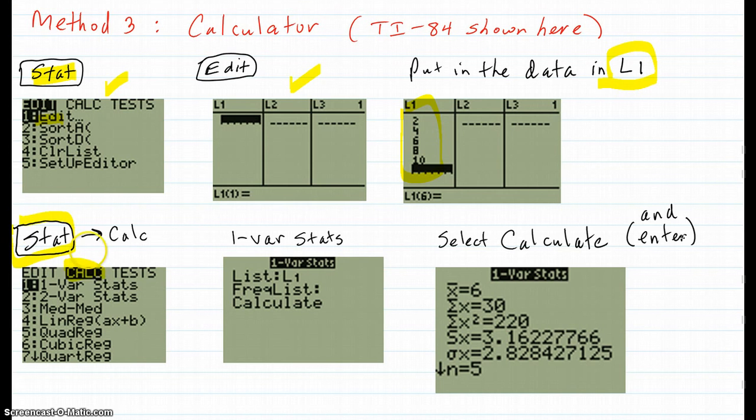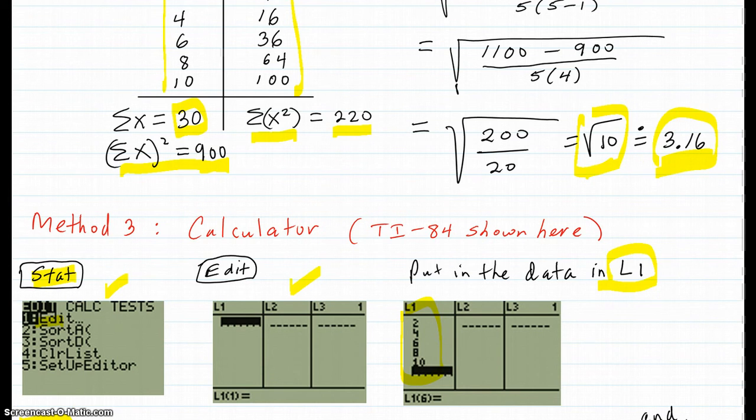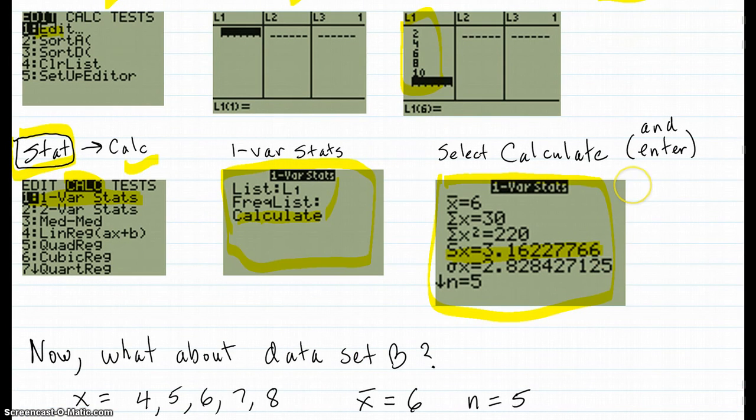Then go to the Stat button again. Arrow over to Calculate, and you get this menu here. Choose one variable stats, which is number 1 here, and you get this screen here. Arrow on down to Calculate and press enter, and you get this window right here. You see the standard deviation of the x, the Sx, is right here, not the sigma x, the Sx for the sample data set, 3.16. That's what we got earlier, 3.16, and the rest of the decimals there is the square root of 10. So that all checks out.